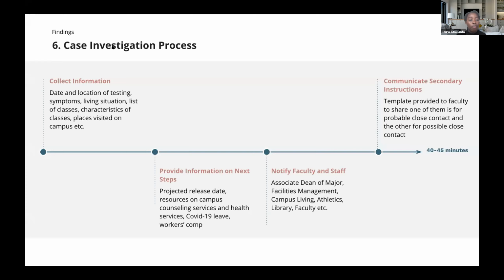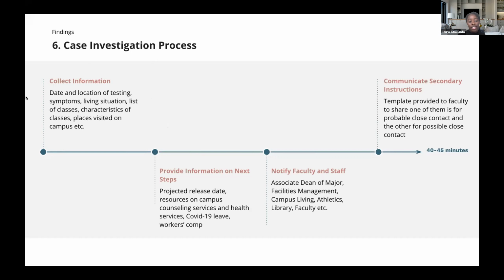And then this was my final finding around the case investigation process. Although the individuals from the universities that I talked to mentioned that their Department of Public Health is responsible for contact tracing, in two of the interviews they mentioned having a case investigation process, which is similar to contact tracing, but not exactly. It typically happens before. This is one of the case investigation processes that was described by an interviewee. I thought the process they go through was really interesting, the information that they collect, and how they communicate with faculty and staff when someone tests positive.